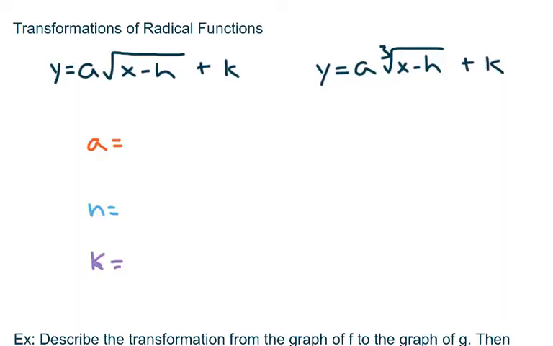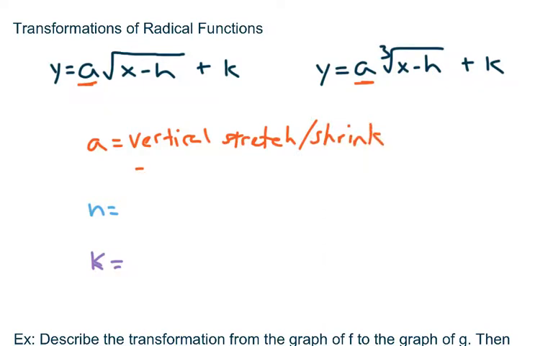Let's talk about the transformations of radical functions. A big part of the first trimester was transformations of functions, and the rules here are pretty much the same thing. Your a values in either the square root or the cube root represents your vertical stretch or shrink.